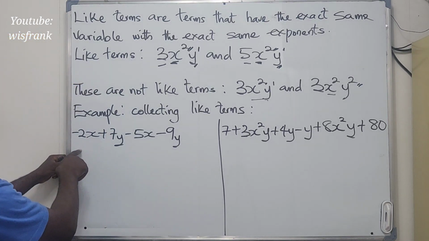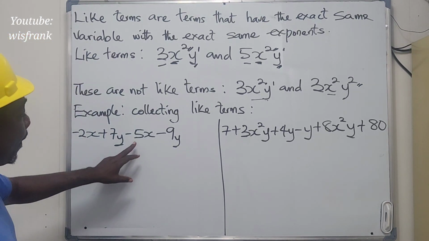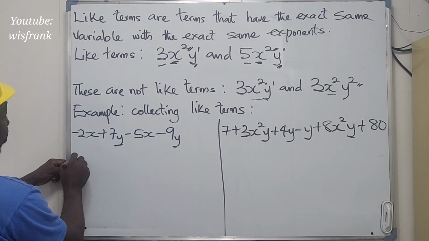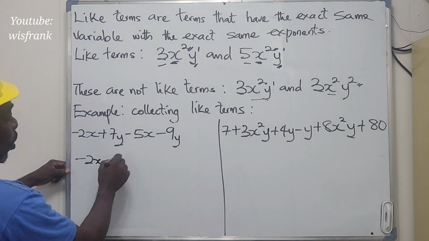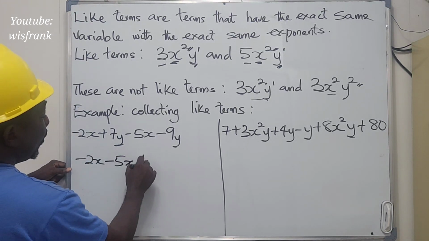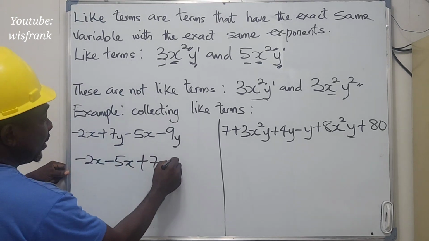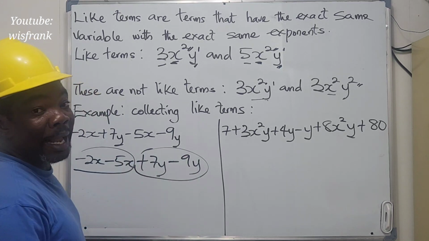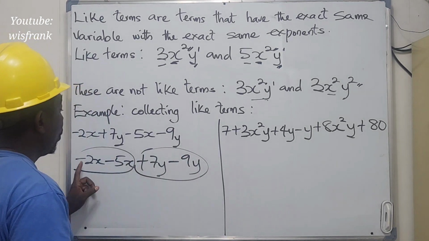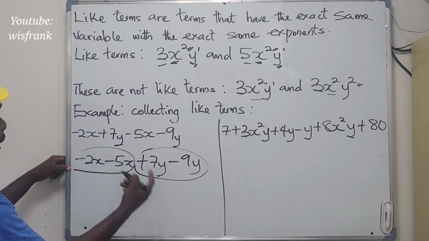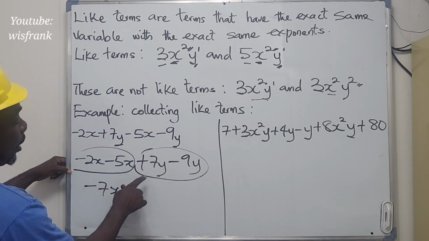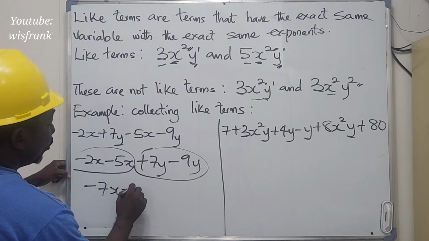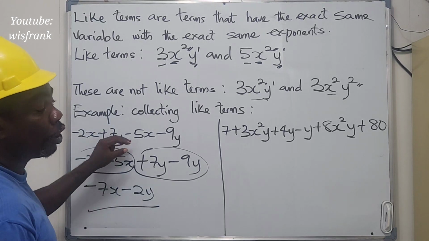So let us see an example of how we can collect like terms. We have an expression like this: minus 2x plus 7y minus 5x minus 9y. Collecting like terms, here we have minus 2x, the next one is minus 5x, then we bring down 7y, then we take minus 9y. These are like terms. To simplify, minus 2x minus 5x will give us minus 7x. Plus 7y minus 9y will give us minus 2y. So this is the solution of this expression.